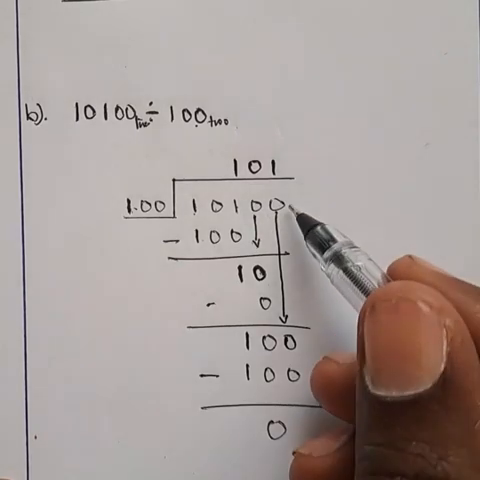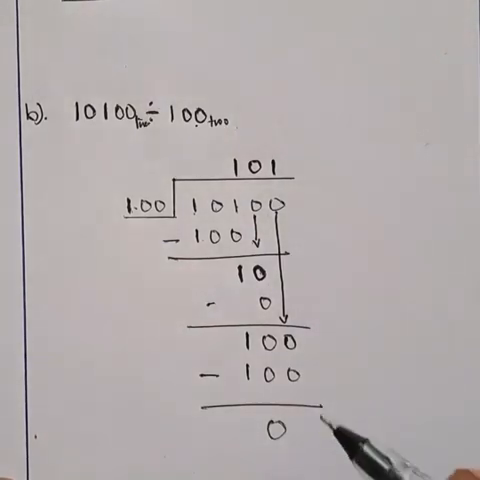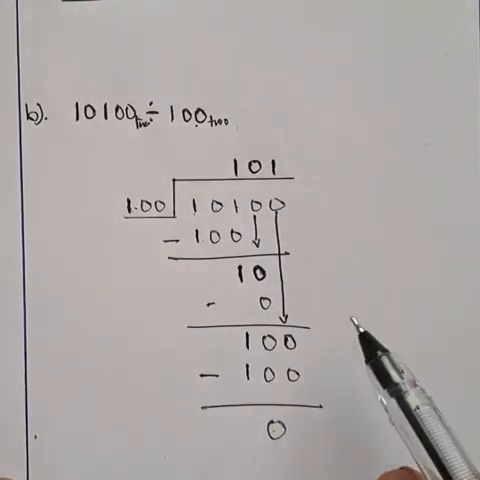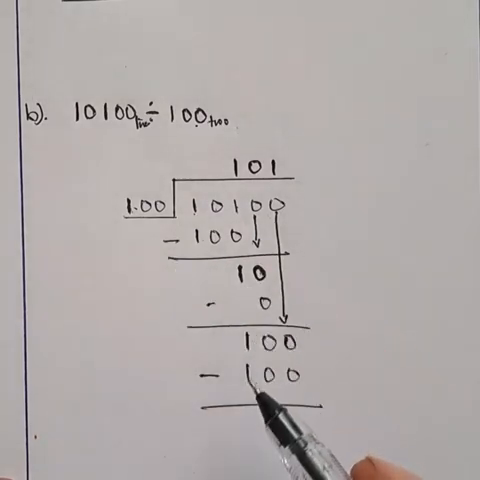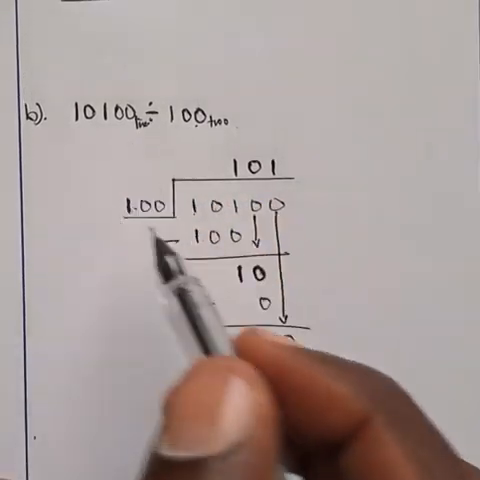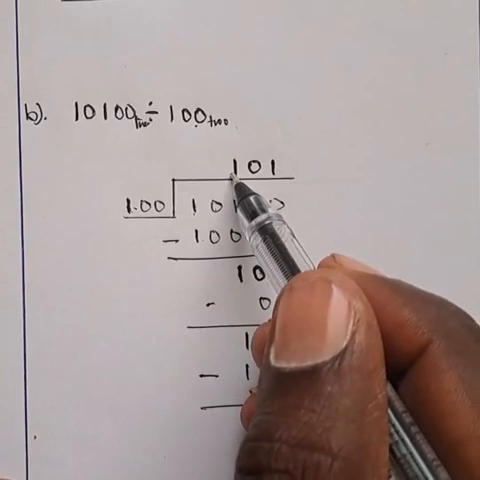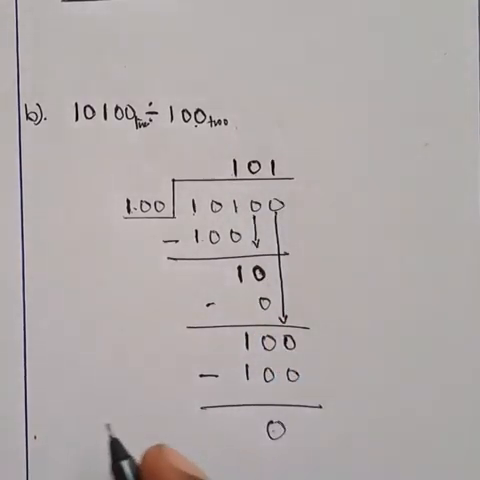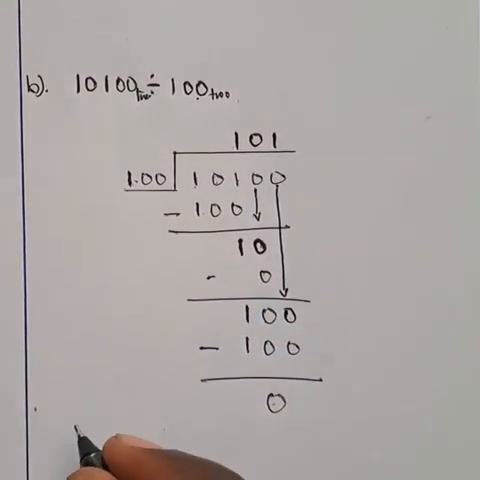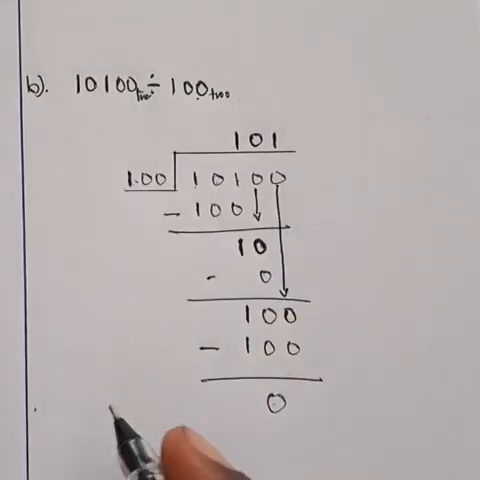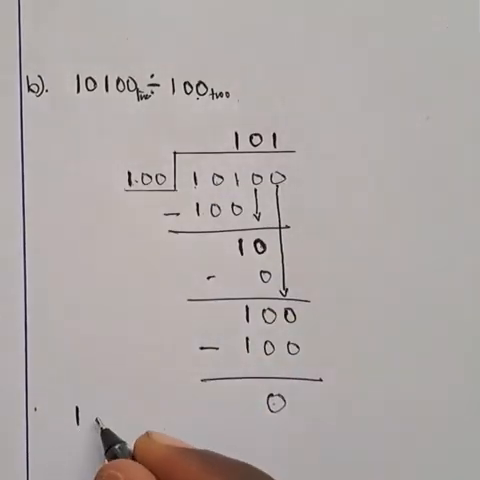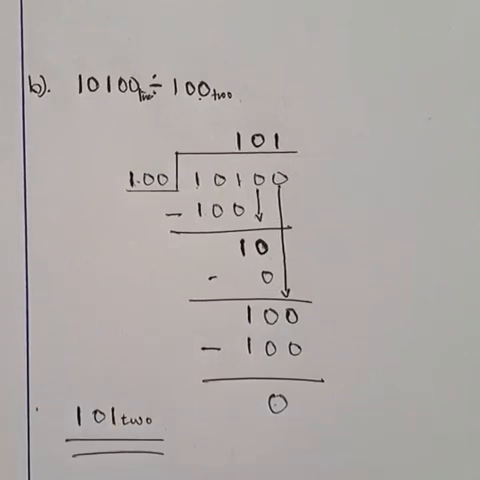Do we have any entry remaining on the dividend? No. And we have 0 there. So it means that the quotient for this problem is that one there, 1, 0, 1. So we can just write our little conclusion here and say, when we divide these, we're going to have an answer that looks like 1, 0, 1 base 2. And that's it. So that's our answer.